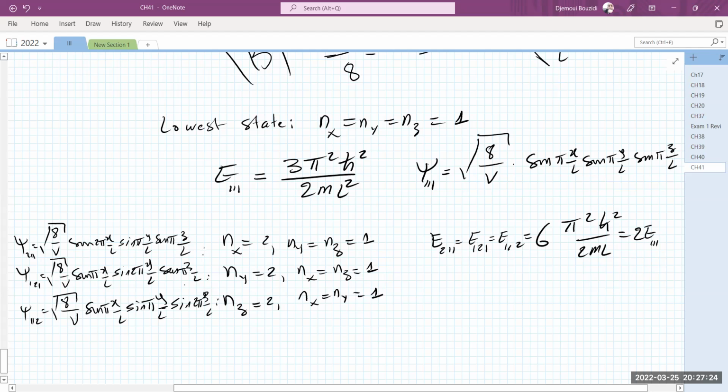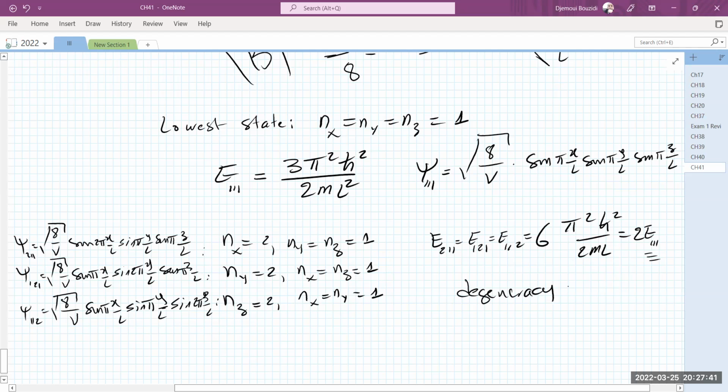So all of these three wave functions are completely different. They depend on the variables in a different fashion. So they cannot be the same. But they all have the same energy, which is twice as much as we have in the ground state. So this is called the degeneracy.